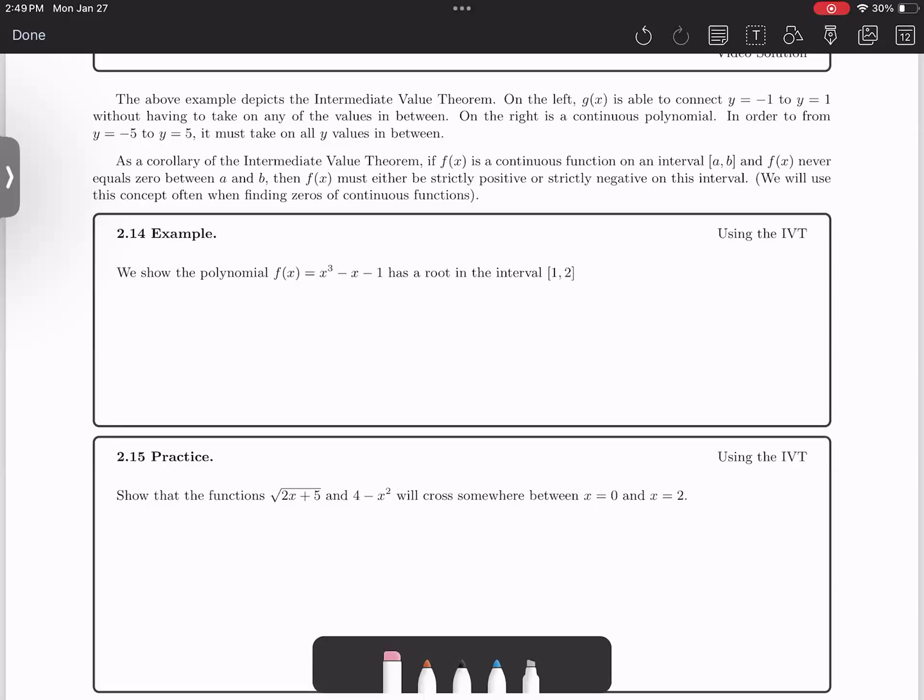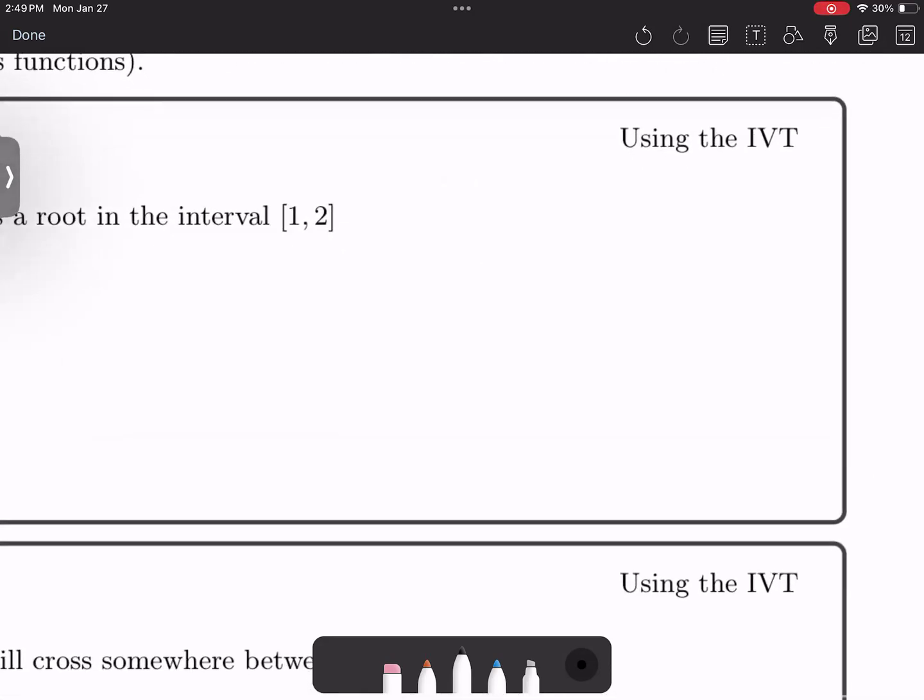Example 2.14 is going to show us how to use the intermediate value theorem to guarantee the existence of a root, or a zero, of a polynomial. So let's remind ourselves of what the intermediate value theorem stated.